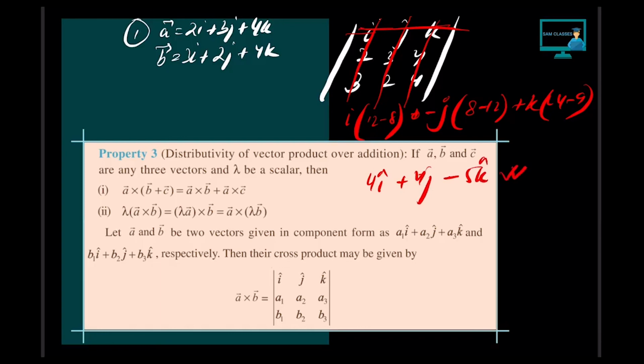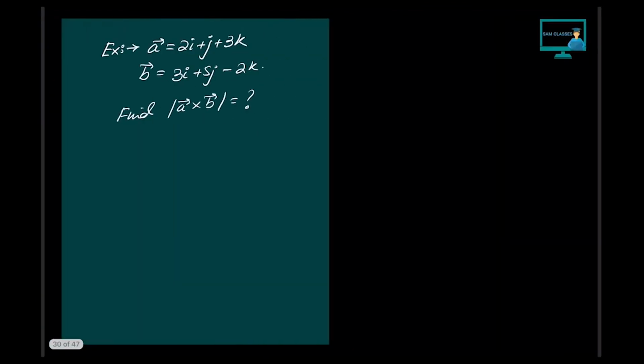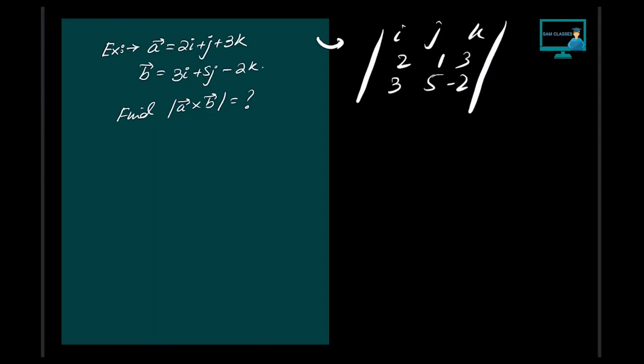That's it. Clear? Everybody got how to do the cross product? We have taken another question here. Find the magnitude of the cross product of this. Very simple. Let's see the solution. I'll use i, j, k and put the values 2, 1, 3, 3, 5, minus 2.